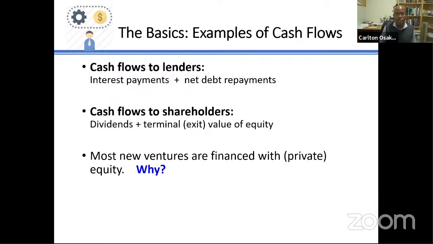But for small businesses, private equity could take the form of angel financing or venture capital financing and so on. Here, dividends are the cash flows, but more importantly, there's what's called the exit value of the equity. When the equity has reached a certain level, the private equity investor would be looking for a valuation and an exit strategy in which they can recover their money. So most new ventures are financed with private equity.